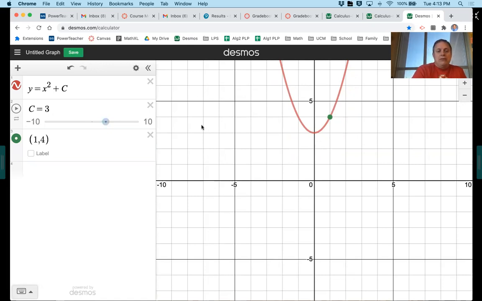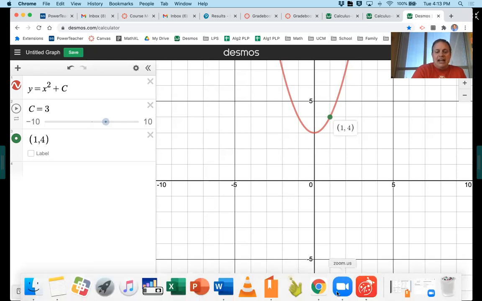Maybe x squared plus 3 would do it. That's 1, 4. That solution runs through it. Every time I pick a different point, I'm going to have a different antiderivative based on the information that I have.